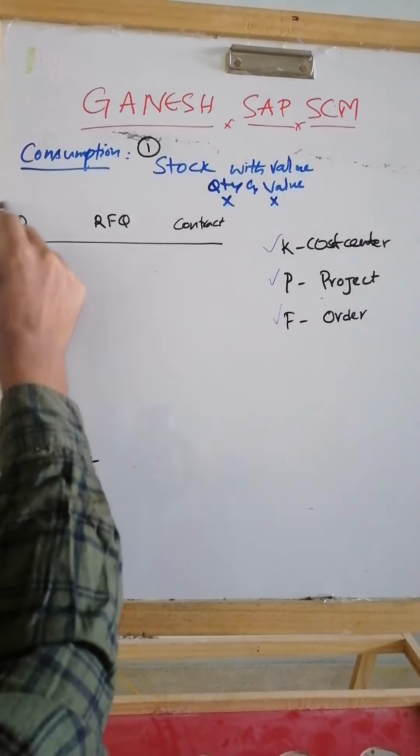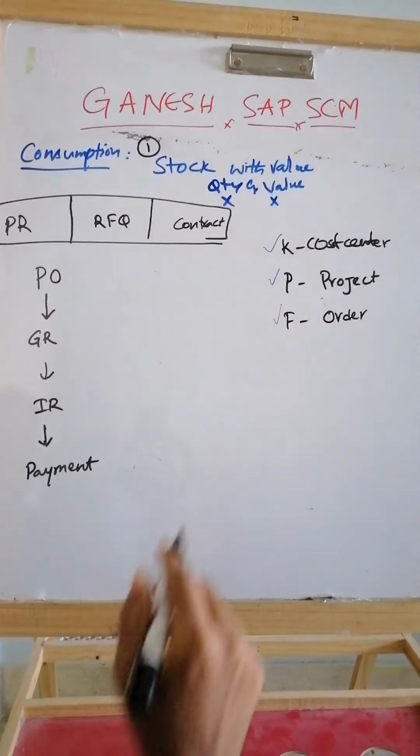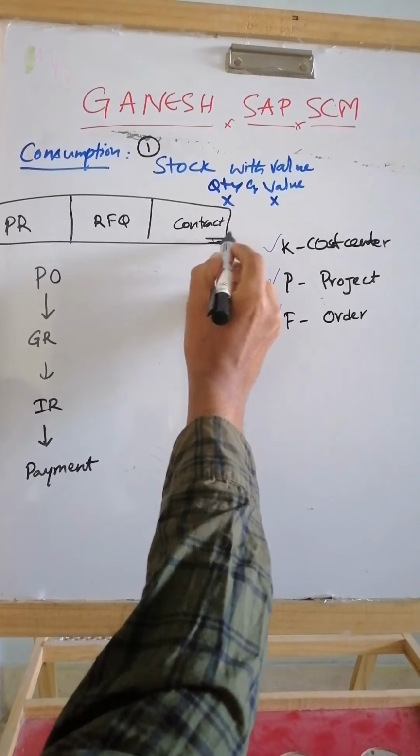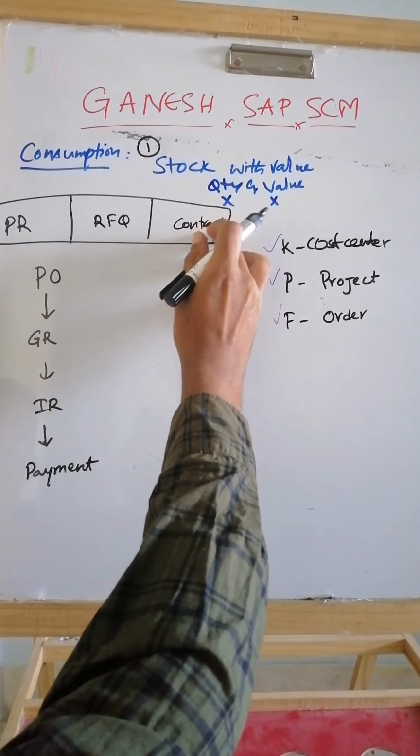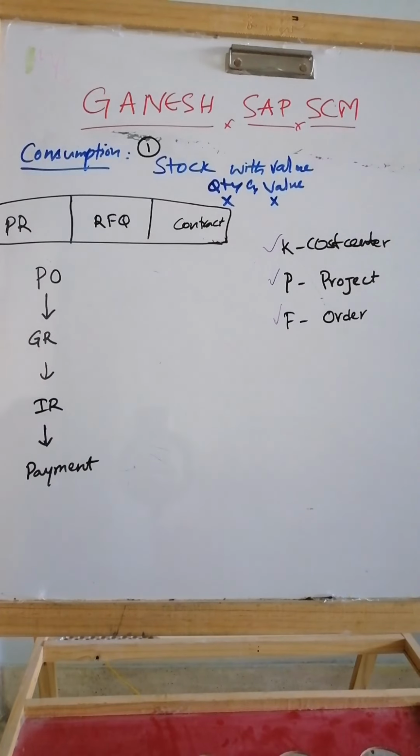We already discussed the PR, RFQ and contract. These are optional. If the business is using them, you can utilize the contract, with its benefits, and the RFQ to compare vendors. We already discussed those. So PO, GR, IR and payment. PO you cannot skip. You must create a purchase order.